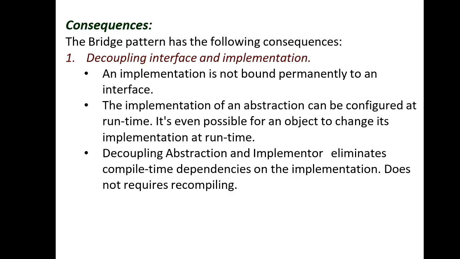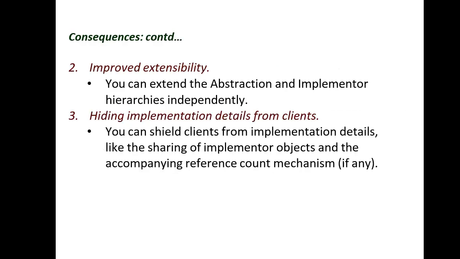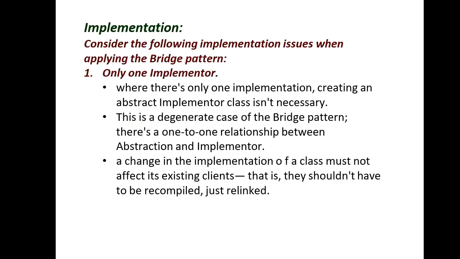With respect to decoupling interface and implementation, the implementation is not bound permanently to an interface. The implementation of an abstraction can be configured at runtime. It's even possible for an object to change its implementation at runtime. Decoupling abstraction and implementer eliminates compile time dependencies on the implementation. It does not require recompiling. Under improved extensibility, you can extend abstraction and implementer hierarchies independently. Under hiding implementation details from clients, you can shield clients from implementation details like the sharing of implementer objects and the accompanying reference count mechanism, if any.